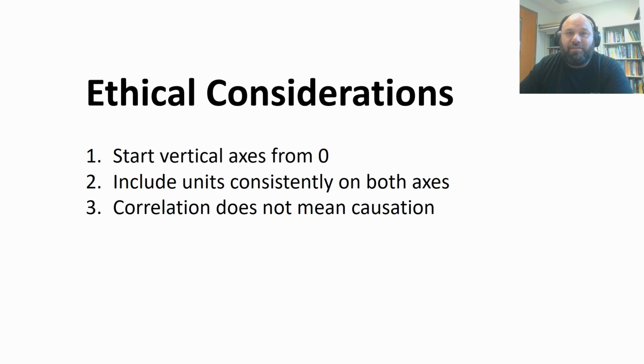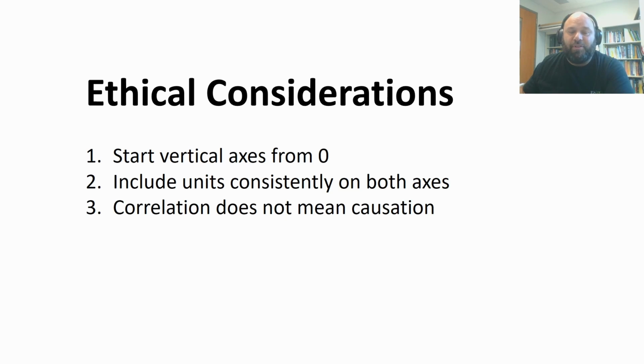First, always start your vertical axes from zero. Otherwise, what you're going to do is distort the scale. And in general, you shouldn't do anything to distort the scale to try to fit a preconceived message. Second, include units consistently on all of your axes and be consistent in your plotting with the way the units are labeled. And finally, if you find correlation, some apparent relationship between two different quantities in a scatter plot, that does not necessarily mean one causes the other.